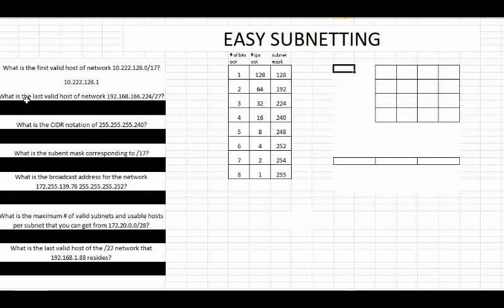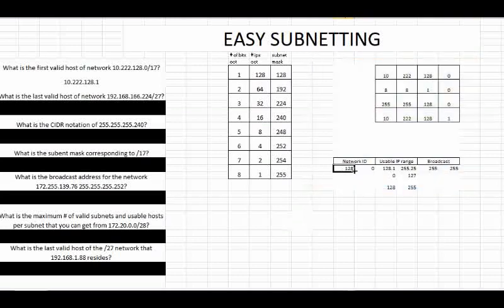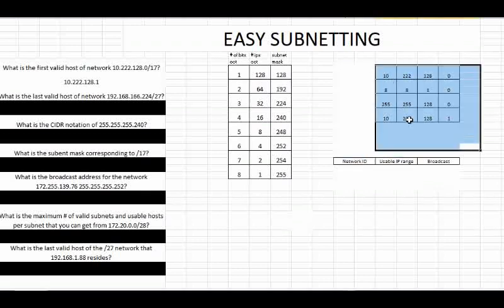So next one, what is the last valid host of the network? We already discussed that the last one is going to be one less than the broadcast, right? The last valid host is one less than the broadcast because you can't use the broadcast. That's reserved for broadcasting, right? So let's go ahead and try this out here.